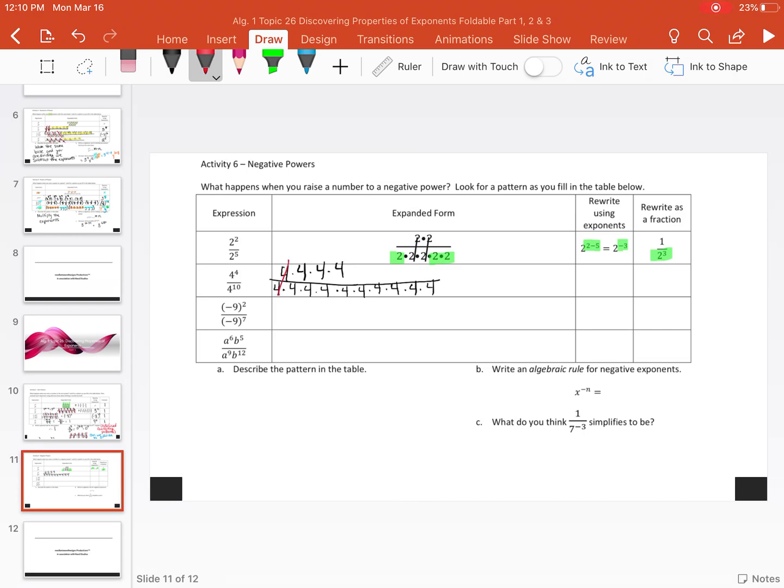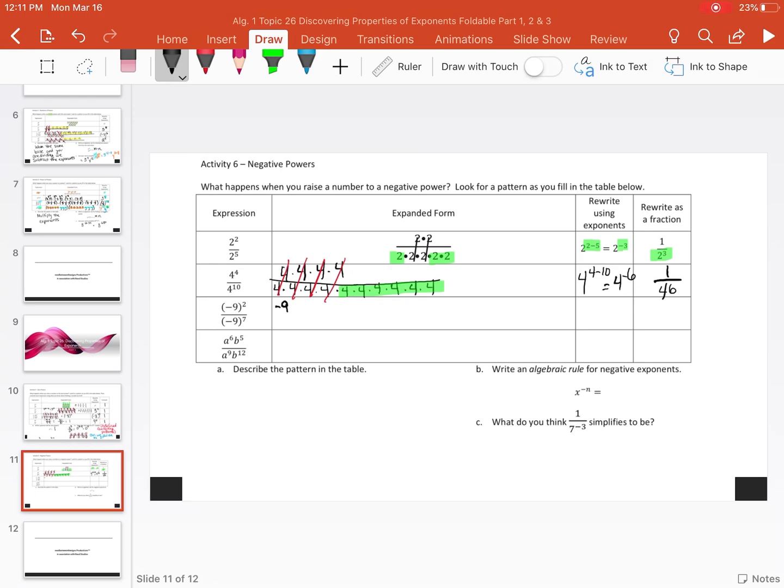And if we want to reduce, we have here, here, here, and here. And we're left with these 6 4's. So here we have 4 to the 4 minus 10, which is 4 to the negative 6, or the same thing as 1 over 4 to the positive 6. We can do the same thing with negative numbers here.